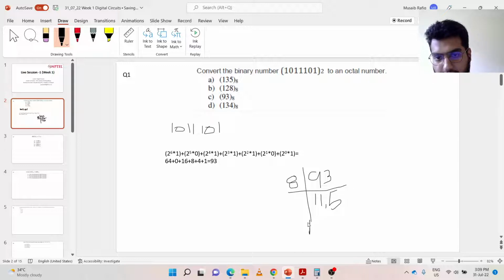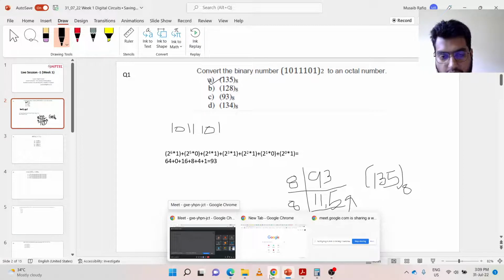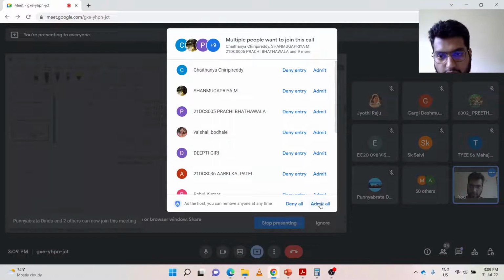Then we divide 11 by 8: 8 times 1 is 8, and 11 minus 8 is 3, so we have the remainder 3. Then the quotient 1. So our number in the octal system is 135. The correct option is option A. If you have any doubts regarding this question, you can type in the chat box, and I'll also be admitting some other students here.